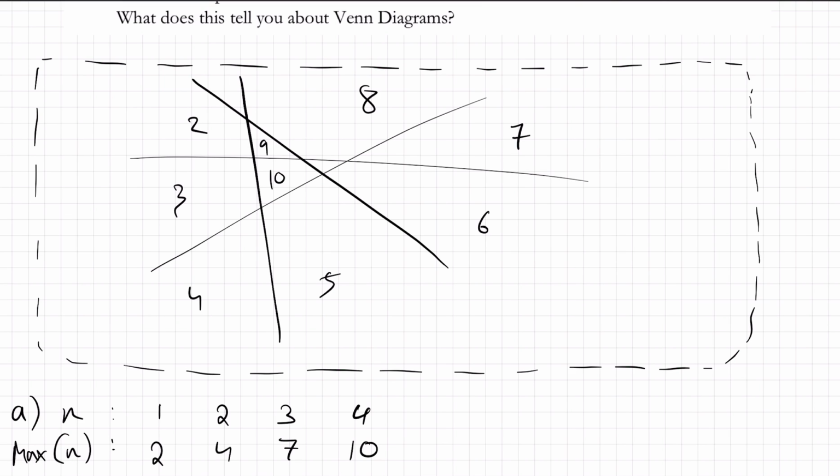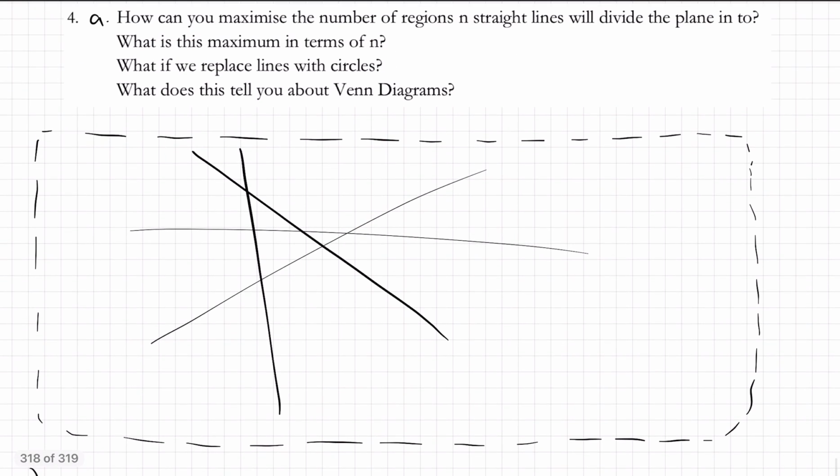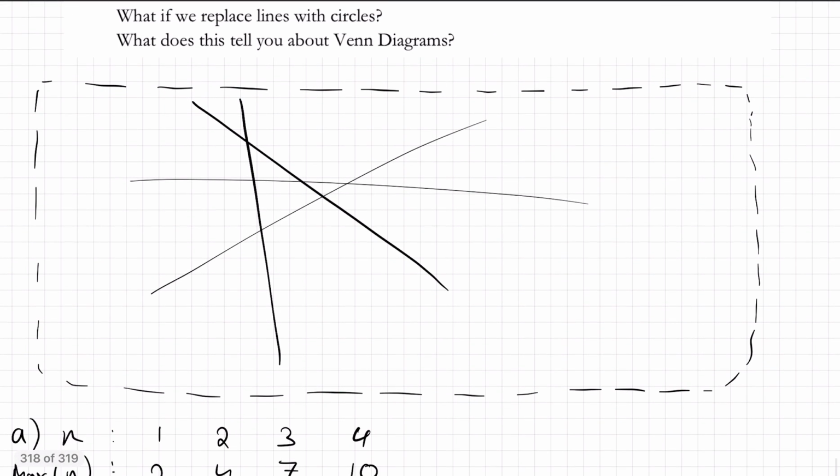And let's just try one more line and see if we can get anywhere with that. So it appears the way to maximize the number of regions n straight lines will divide the plane into is to make sure each new line intersects all the other lines. Hang on.